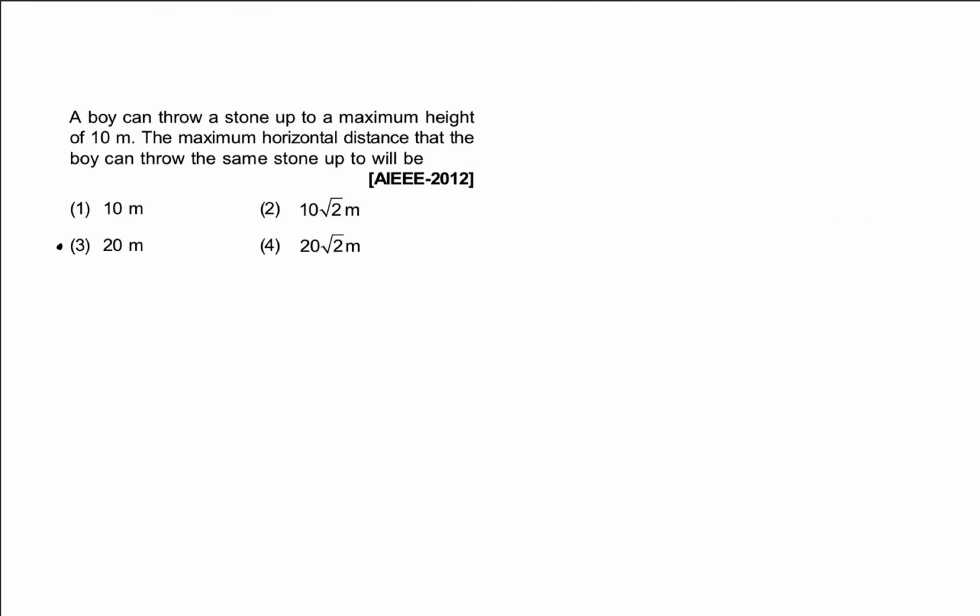See here: a boy can throw a stone up to a maximum height of 10 meters. The boy is throwing a ball like this, and his velocity is u. The ball can reach a maximum height of 10 meters. You know the maximum h is equal to u square divided by 2g, and that value is equal to 10.